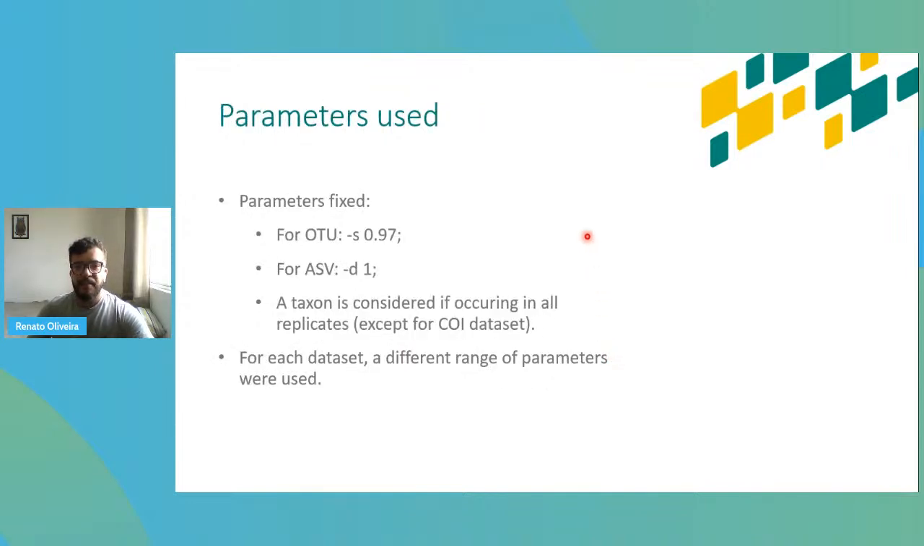We set some parameters as fixed. For example, using the OTU strategy, we fixed the clustering similarity to 97%. And using the ASV strategy, we fixed the parameter of accepting one nucleotide of difference. A taxon is only considered if it occurs in all replicates, except for the COI dataset, which had a smaller number of reads in one of the replicates.